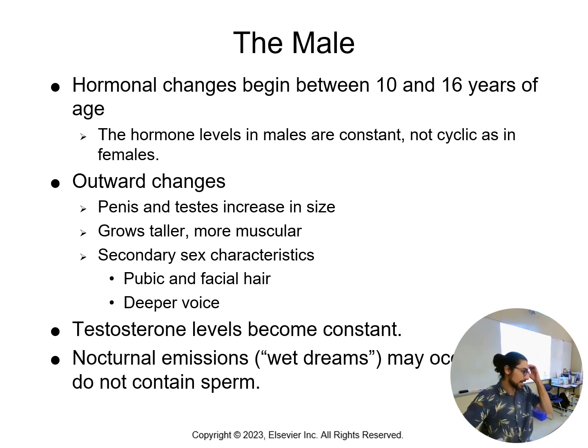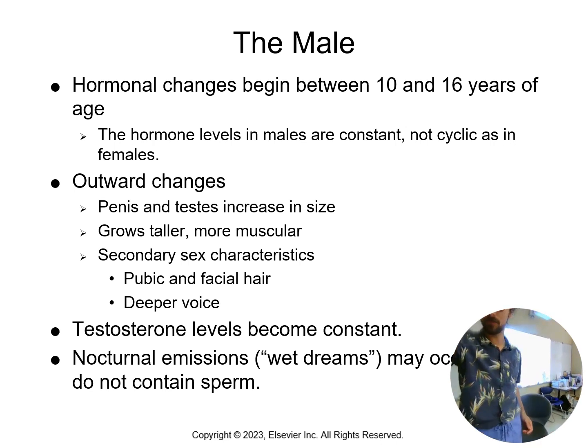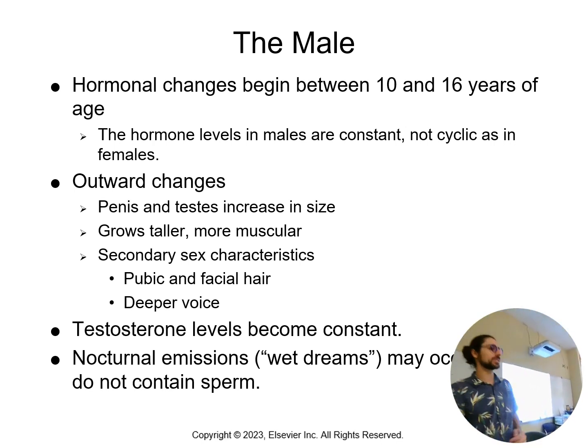Hormone levels in men tend to stay constant through time. They might vary in the sense of they're increasing or decreasing, but not on a periodic basis. It's not getting more this week, less this week, more this month, less that month. That's something that you will see in the female reproductive system or the female hormonal system.